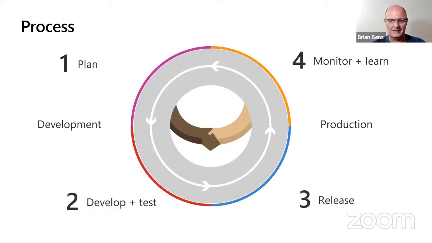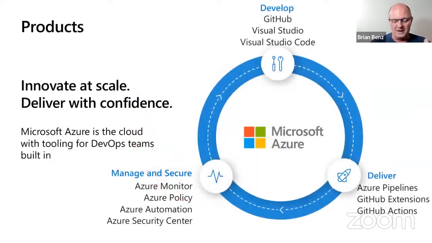Then you need to have a reliable and secure release process as well. Once it's in production, something that really gets overlooked or neglected is monitoring and learning as well. And that's something that the process needs to support so that people can answer the questions I just showed you in the previous slide. So products.